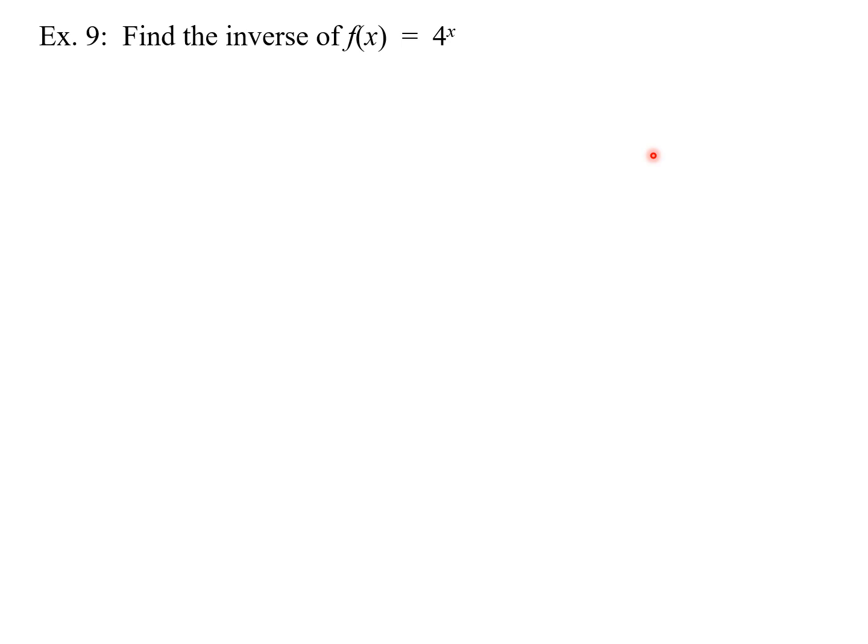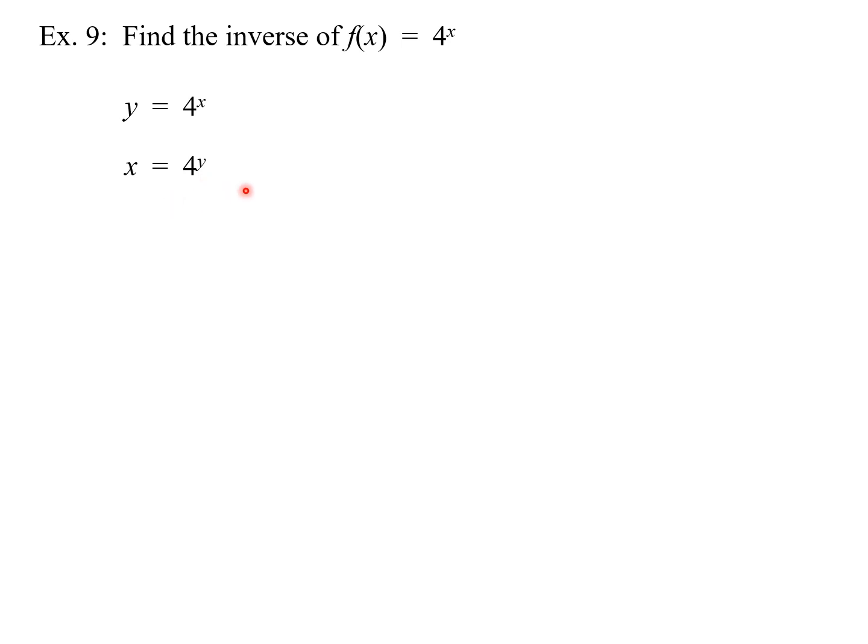One other thing we want to do is find the inverse of this. Remember how to find an inverse. We're going to use the same technique as we did for polynomial functions. First of all, we write y in for f of x, and then we switch them. Instead of y equals 4 to the x, we have x equals 4 to the y. And now we want to solve for y.